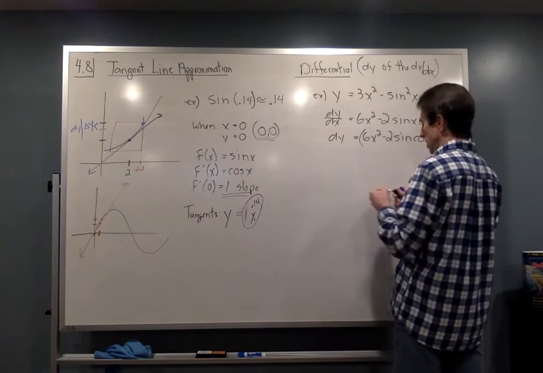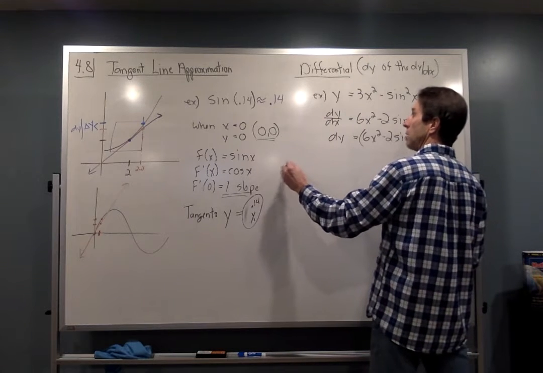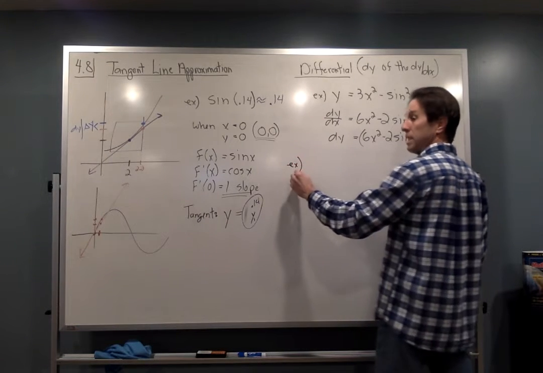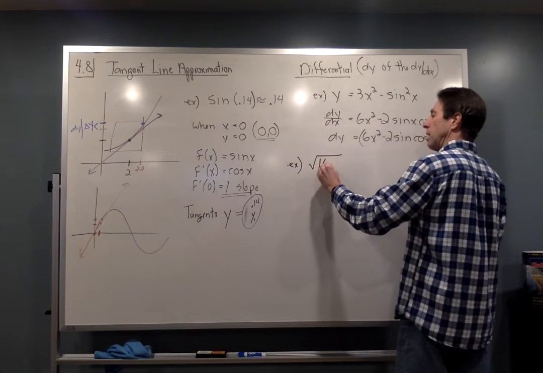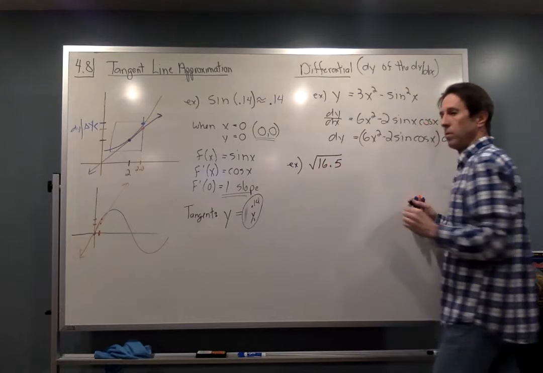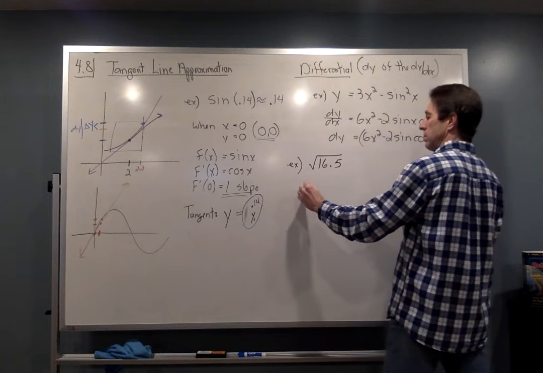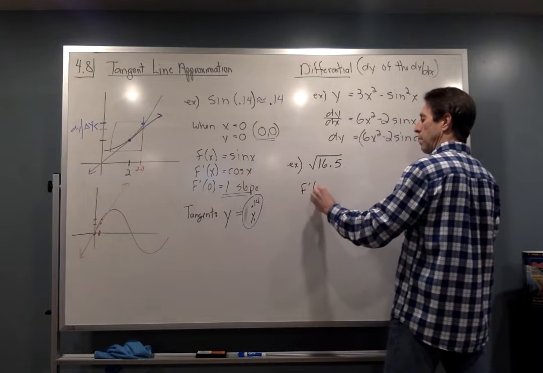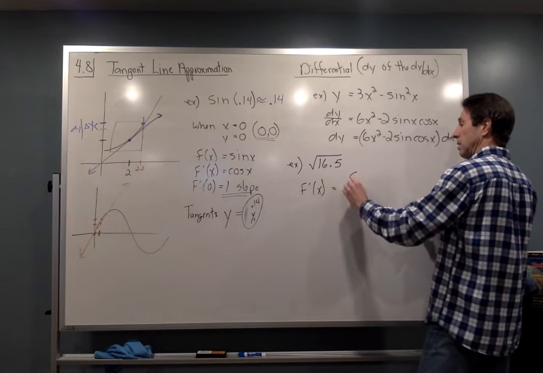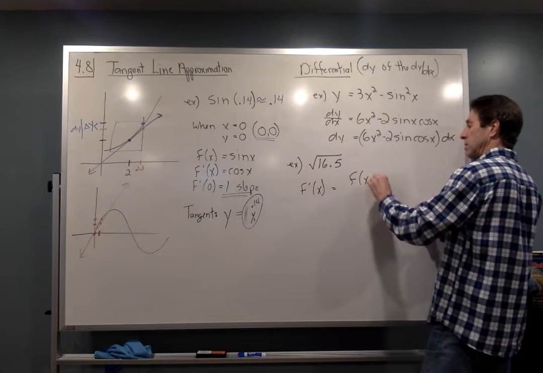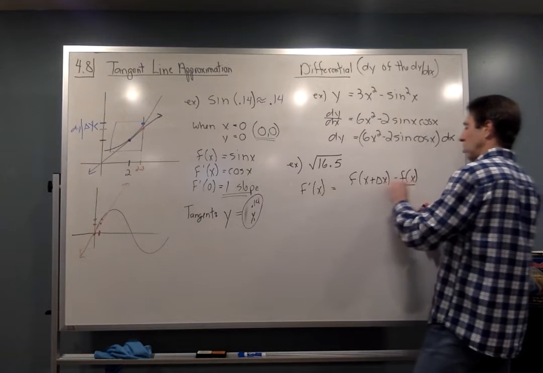The final piece of today's topic would be to use an approximation technique, and I'm going to just use an example. If I want to approximate the square root of 16.5, well, we have a formula that comes from our limit definition. You might remember that f prime of x is a limit, I'm not going to write that, of f of x plus delta x minus f of x all over delta x.